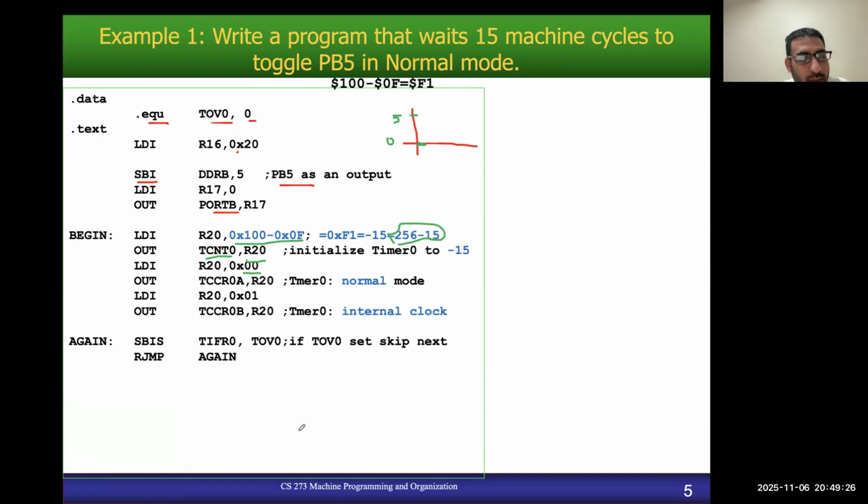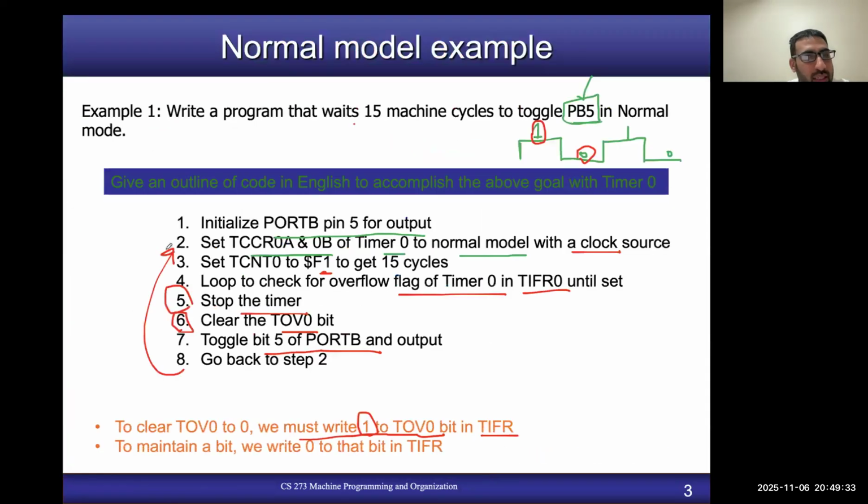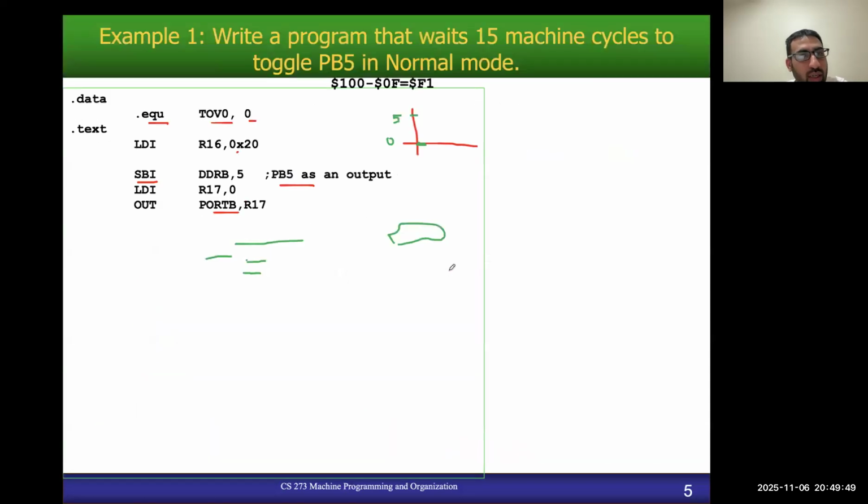Now, what we need to do is follow these steps which we need to follow in order to write a program. So after putting the values in the register, we now need to monitor the flag, the overflow flag, right?